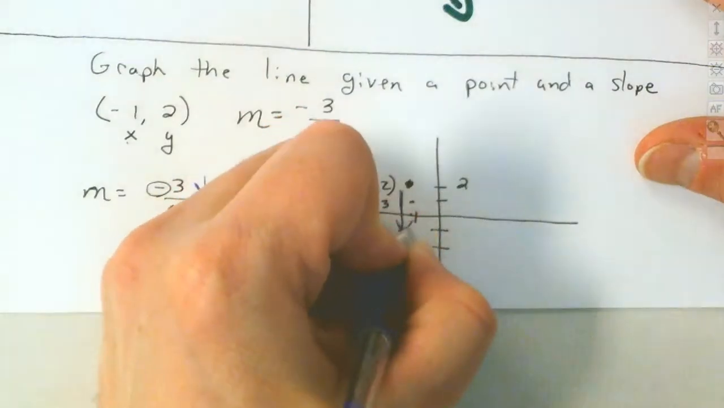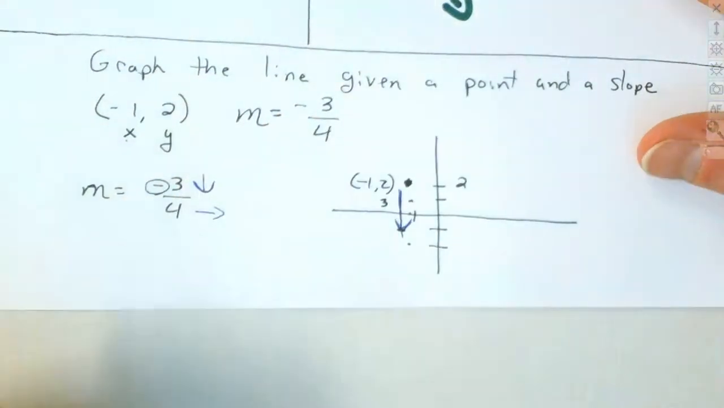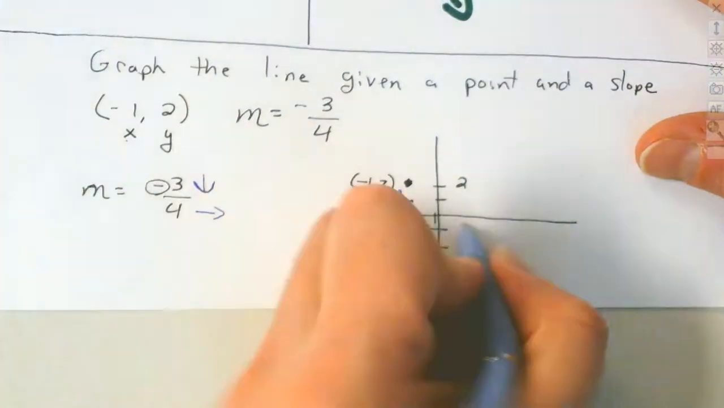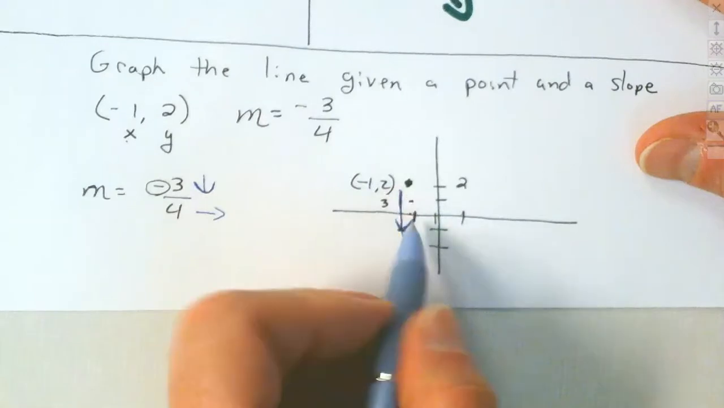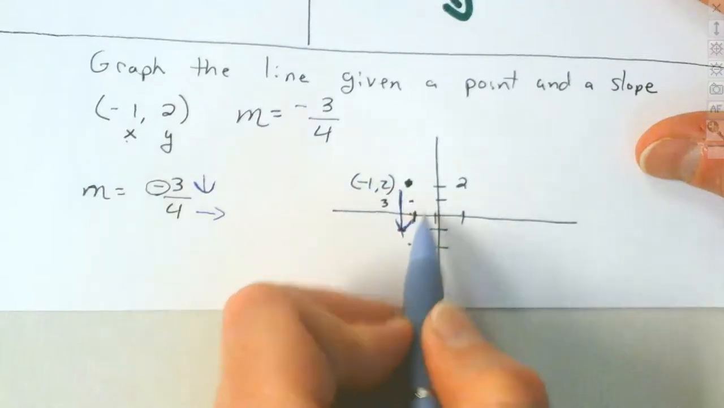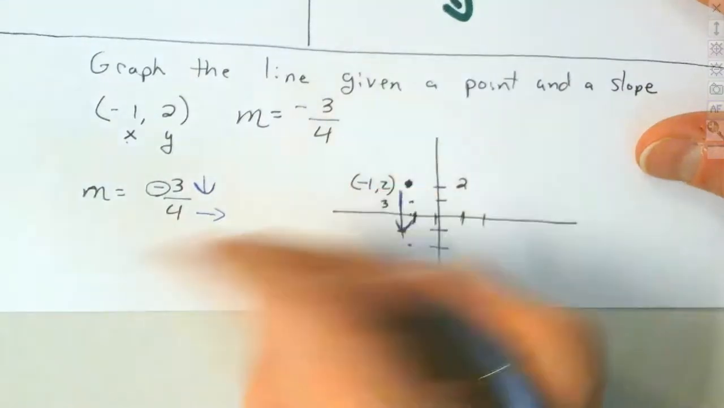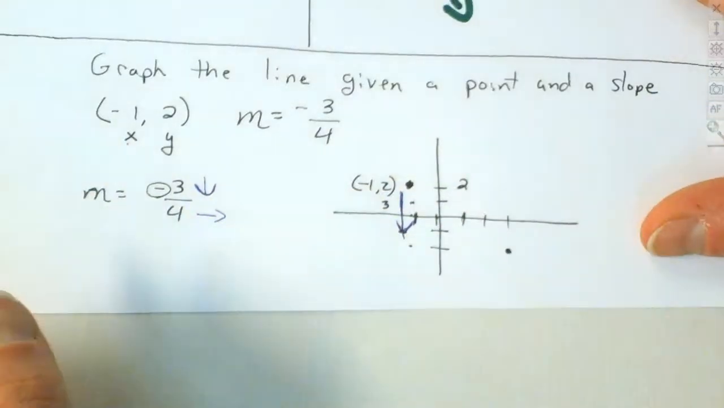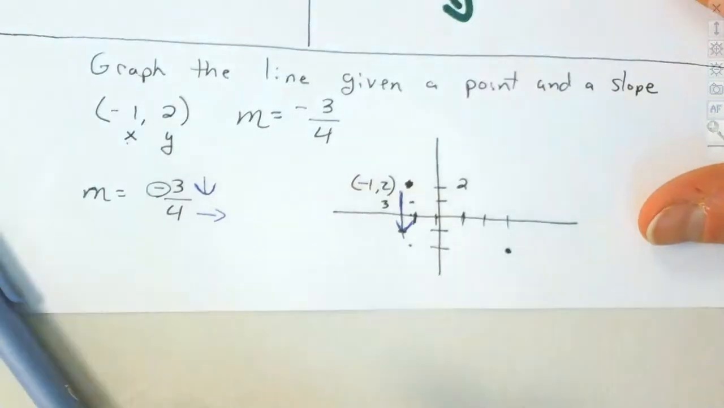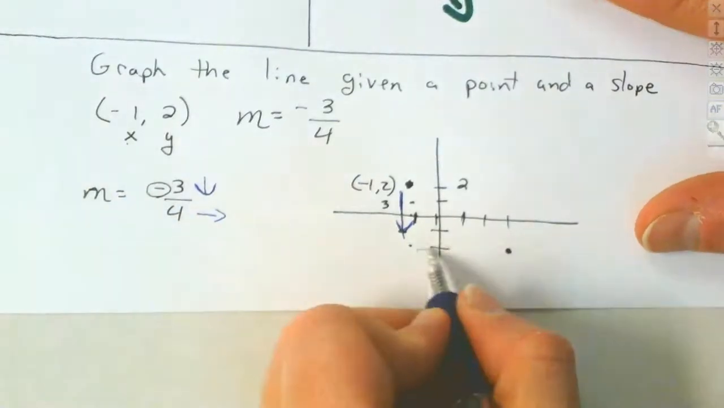And then what do we do from there? Over what? 4. Well, let me count them right here. Okay, so we're right here. So we're going to have to go over 1, 2, 3, 4 units. So it's going to be right over here. And so down 3 over 4.